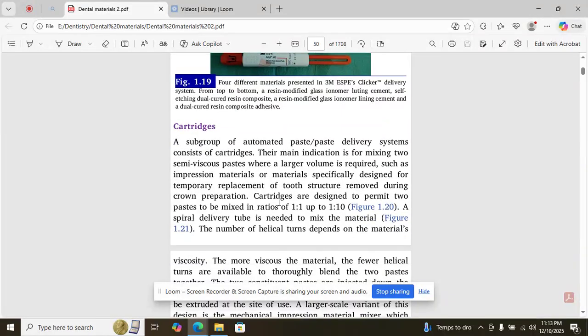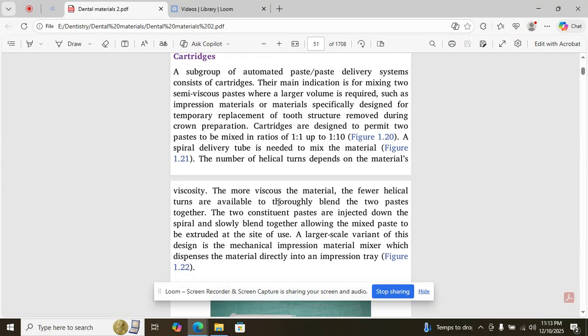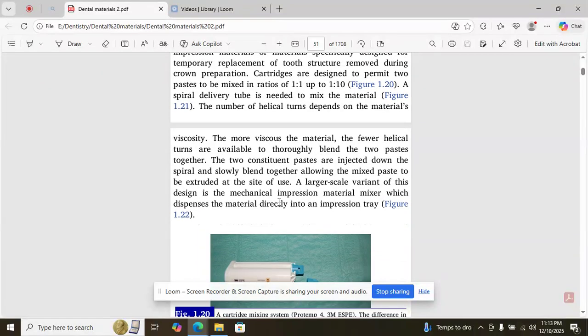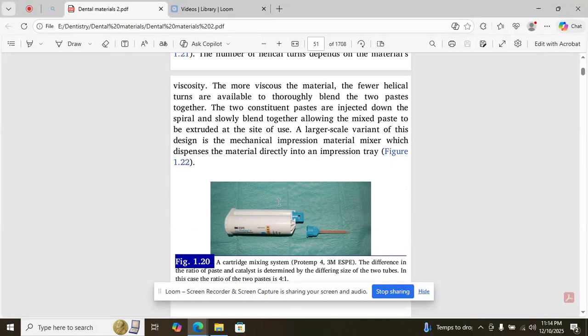Figure 1.21. The number of helical turns depends on the material's viscosity. The more viscous the material, the fewer helical turns are available to thoroughly blend the two pastes together. The two constituent pastes are injected down the spiral and slowly blend together, allowing the mixed paste to be extruded at the site of use. A larger scale variant of this design is the mechanical impression material mixer, which dispenses the material directly into an impression tray.